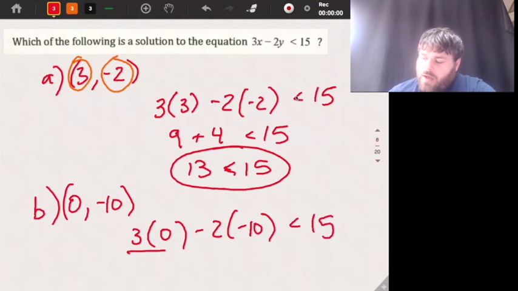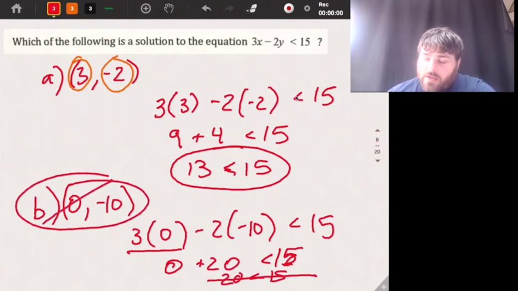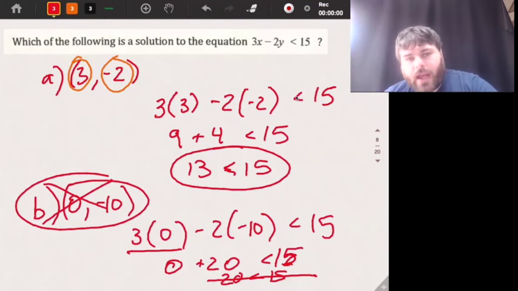That's the question. 3 times 0 is 0. -2 times -10 is +20. Do we get something true here? I get 20 is less than 15. That's not true, which tells me that that solution is not really a solution. So again, this strategy of just plugging in numbers and seeing which ones are solutions is probably something you're going to have to do on the test.